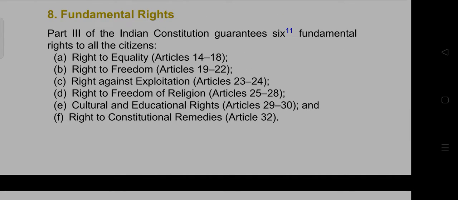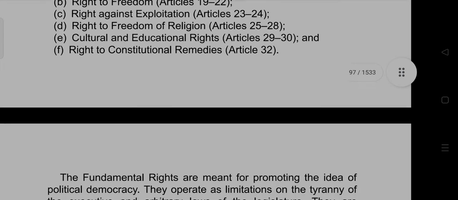Fundamental rights. Part 3 of the Indian Constitution guarantees six fundamental rights to all citizens. First, right to equality, from Article 14 to Article 18. Second, right to freedom, Article 19 to 22. Third, right against exploitation, Article 23 to 24. Fourth, right to freedom of religion, Article 25 to 28.